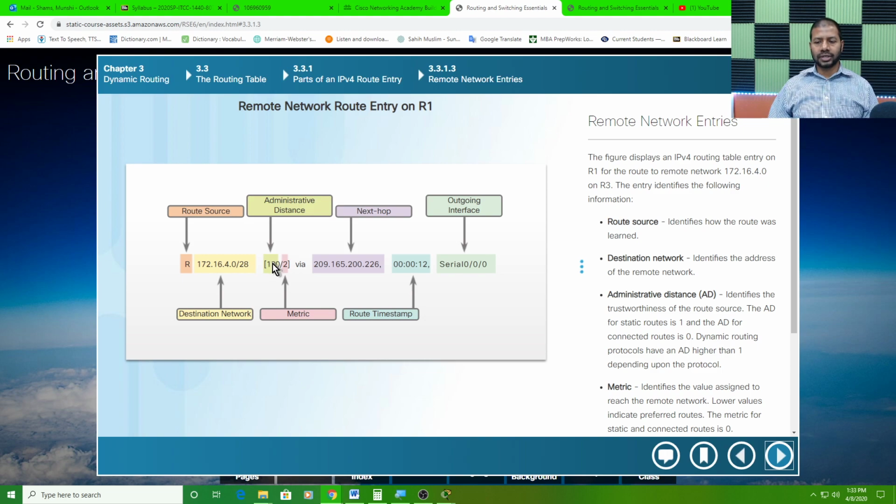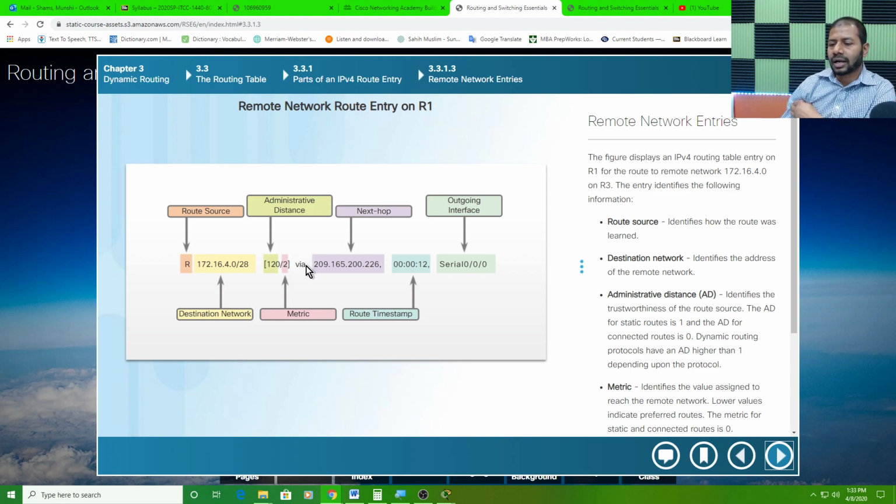Administrative distance is 120. Remember, for administrative distance, the smaller number is more reliable. What does the administrative distance say about a route? It says how reliable that route is. The lower the administrative distance, the more reliable the route is. So directly connected routes are the most reliable, with 0 administrative distance. If you manually write down a static route, it should have an administrative distance of 1. If it is learned by RIP, then of course 120.